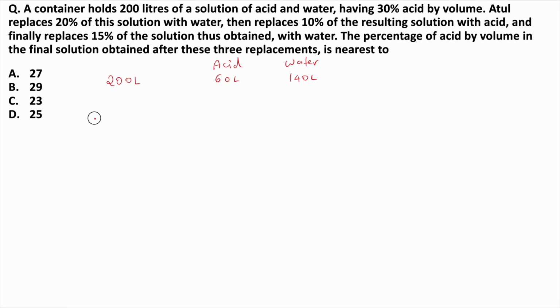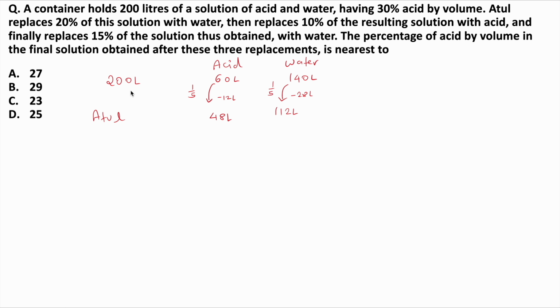Now Atul is replacing 20% of this solution with water, right? So if 20% of the solution is replaced with water, 20% of acid will be removed, right? 20% is 1/5. So 1/5 of acid is removed means 12 liters of acid was removed and 48 liters acid is left. Similarly, 1/5 of water would be removed. 1/5 of 140 would be 28. 28 liters of water is removed. And now you're left with 112 liters of water.